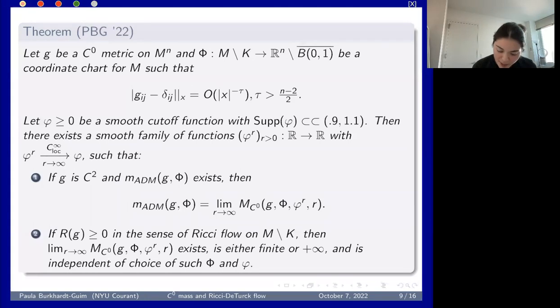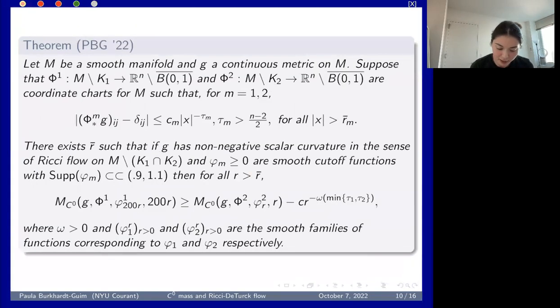Okay. And so, yeah, let me maybe make this a little bit more precise. Okay, so here is the monotonicity statement. Let M be a smooth manifold and g a continuous metric on M. And suppose now we have two C0 asymptotically flat coordinate charts. I call them capital Phi1 and capital Phi2. Okay, and the decay rates for both are strictly greater than (n-2)/2.